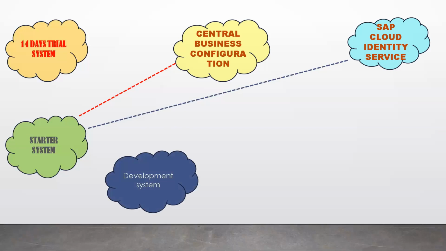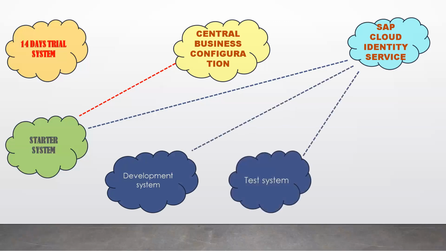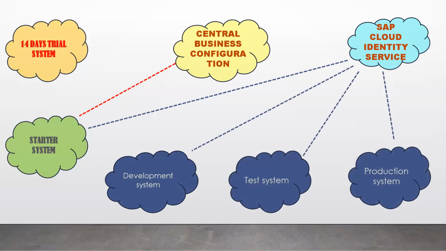So CBC is the most important part, and I will show you what the CBC system looks like. After the starter system and CBC explanation, you will be able to understand the system structure. They have a three-system landscape: development system, test system, and production system. All systems are connected with this SAP Cloud Identity Service. That means whenever you are trying to log in to the development, test, or production system, every time the system will check the authentication of your user.